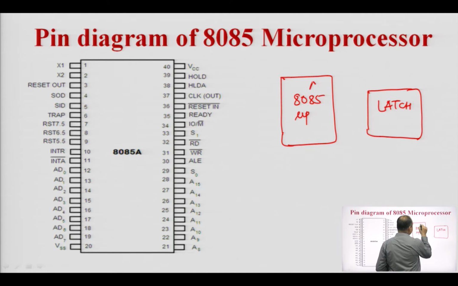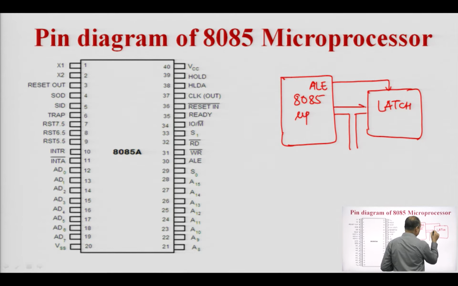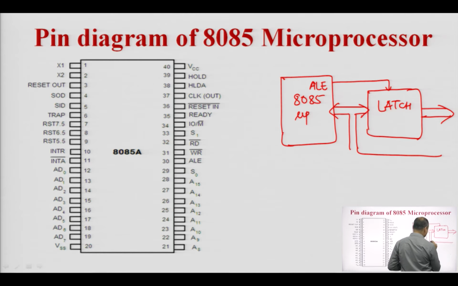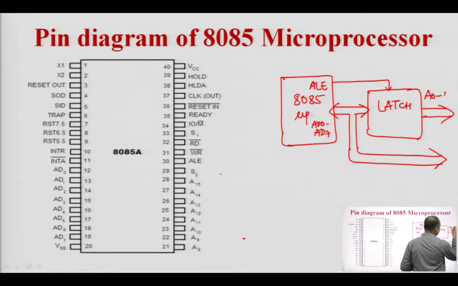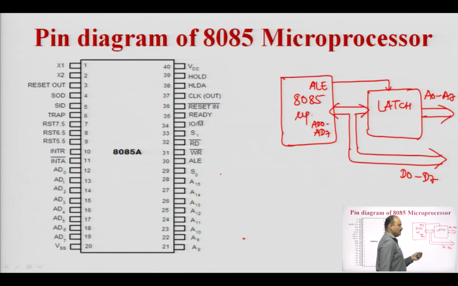So, this microprocessor will generate the ALE signal. This ALE signal will enable this latch, and so, this way the demultiplexing takes place.